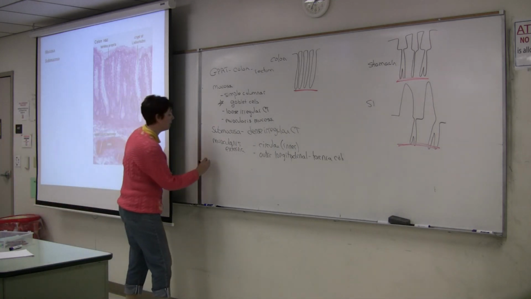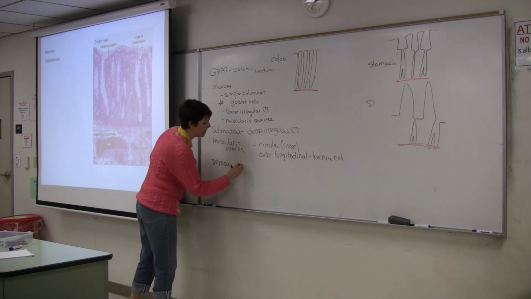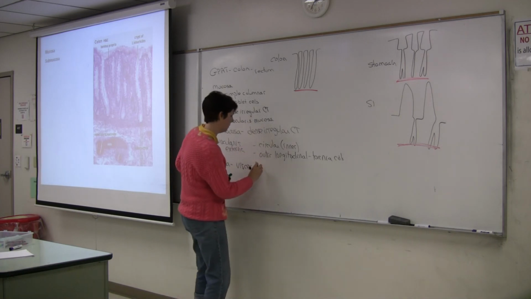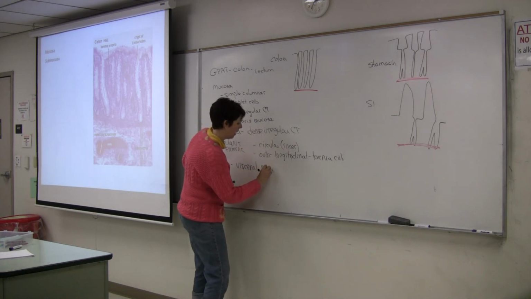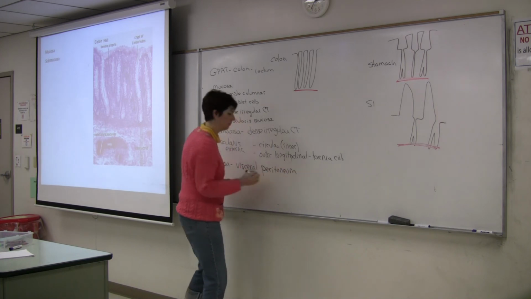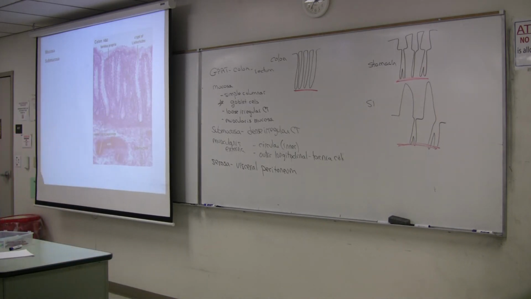And then our serosa is still the visceral peritoneum, certainly for those components that are intraperitoneal. And then it would be found only on the lateral anterior surfaces of the ascending and descending colons that are retroperitoneal.